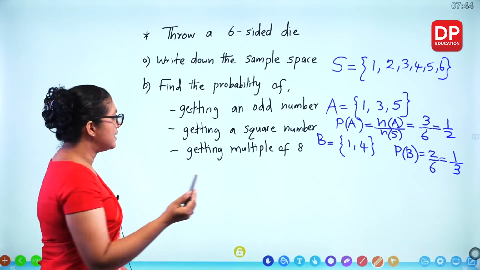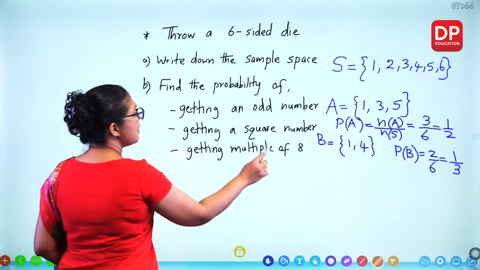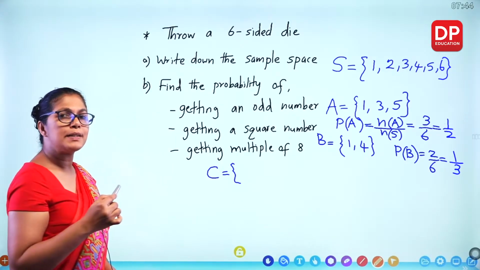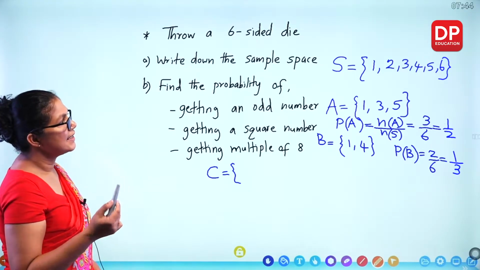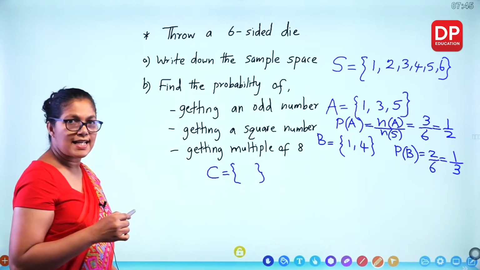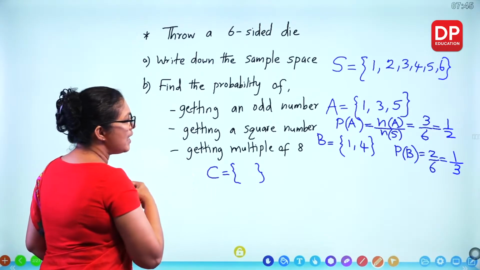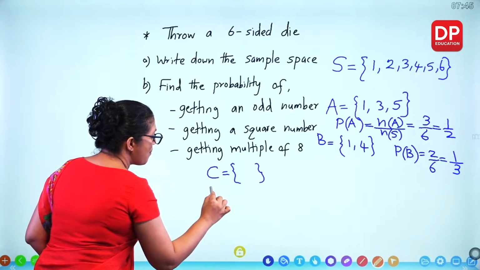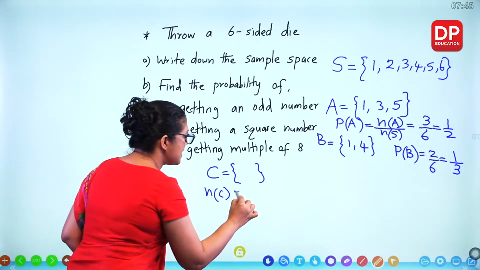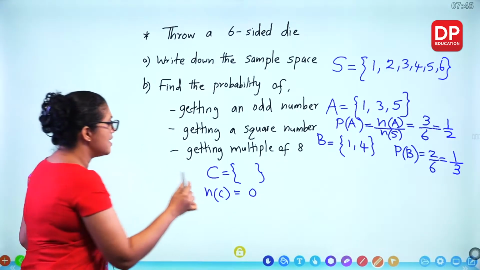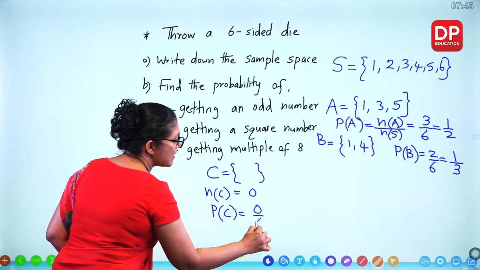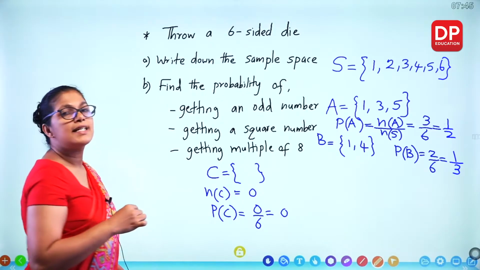Now the next one, we'll assign this one as C. Getting a multiple of 8. What are the multiples? 8 times 1 is 8. So 8 is not there. So this is an empty set, a null set. So what is n(C)? n(C) is 0. There are no elements. So what's the probability of getting C? 0 divided by 6. We get 0.